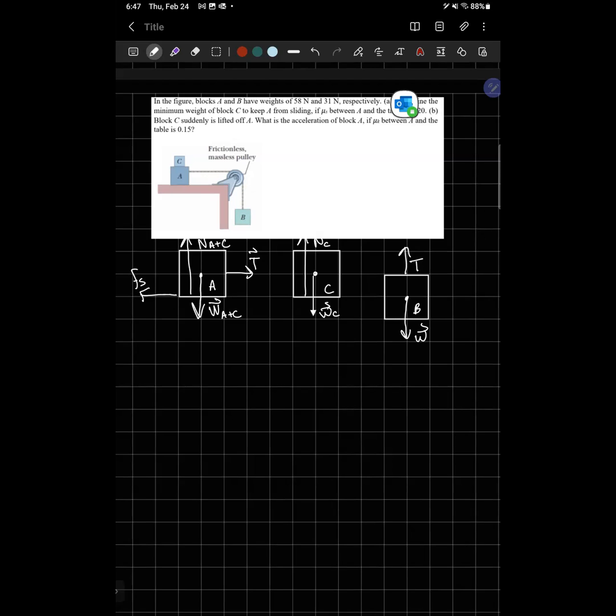So, I know that I'm not moving because I have static friction. So what I'm going to do is make all of my calculations with respect to the A block. So the sum of forces in Y is normal force of A plus C. Then we have the weight of A plus C. That's about it.